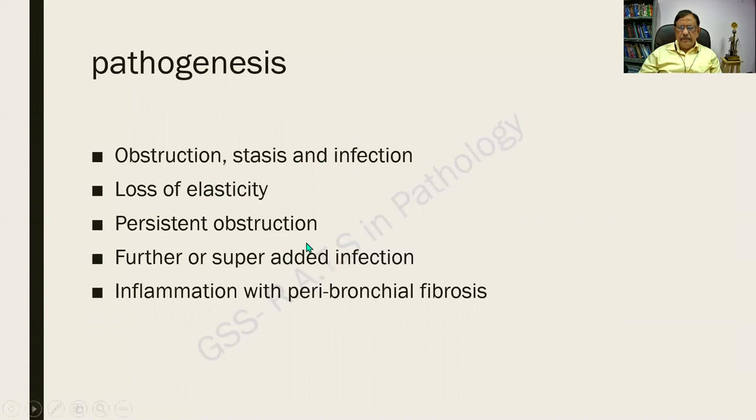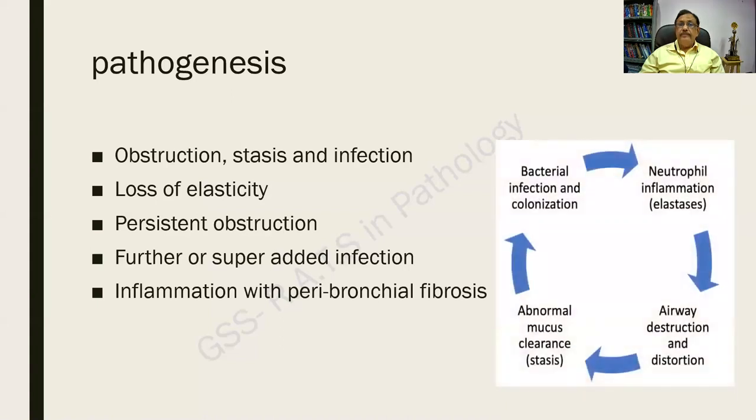When the obstruction is persistent, there is further superadded infection. It is recurrent. And there is a distension of the bronchial tree. If there is a distension, why should it become persistent? That is because of peribronchial fibrosis. Peribronchial fibrosis pulls the walls apart, leading to a permanent distension. That is what is shown in this schematic picture.